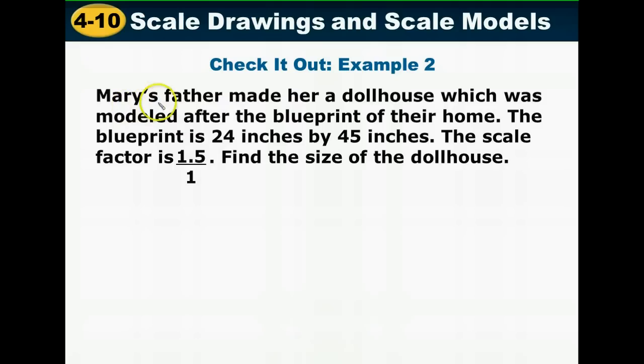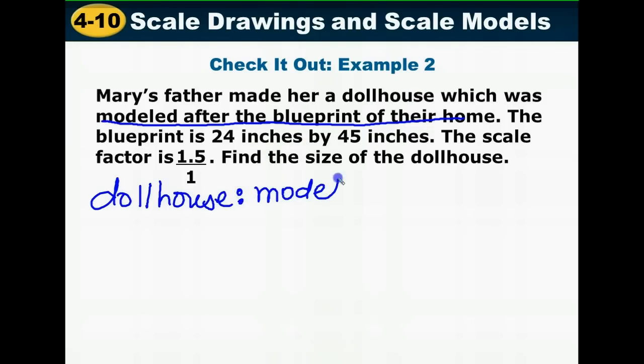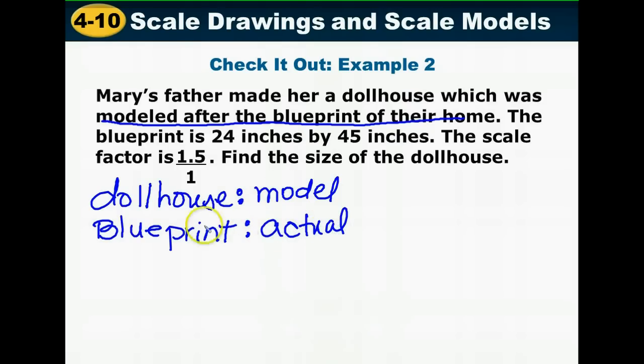So here we have Mary's father made her a dollhouse which was modeled after the blueprint of their home. So right here in this sentence, I know that the dollhouse is my model, and then the blueprint of the home was the original, or the actual picture. So we are modeling the dollhouse after the blueprint of the house.